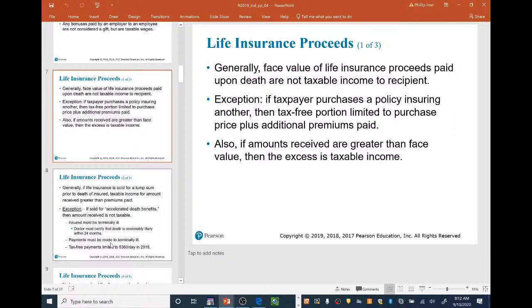So let's look at what the slide says. Generally, face value of the life insurance proceeds paid upon death are not taxable to the recipient. We established that in our example earlier with the father dying and his son named the beneficiary of the $1 million life insurance policy. The exception: if a taxpayer purchases a policy insuring another, then the tax-free portion is limited to the purchase price plus additional premiums paid. Also, if amounts received are greater than face value, then the excess is taxable income. Once again, we established that in our example with the father and the son.